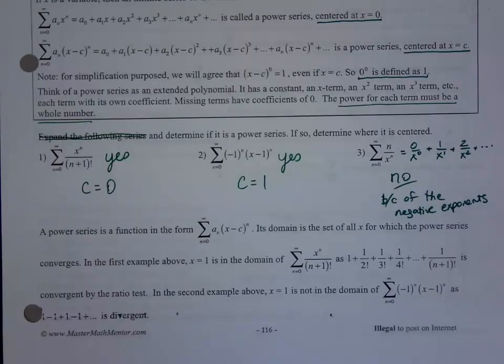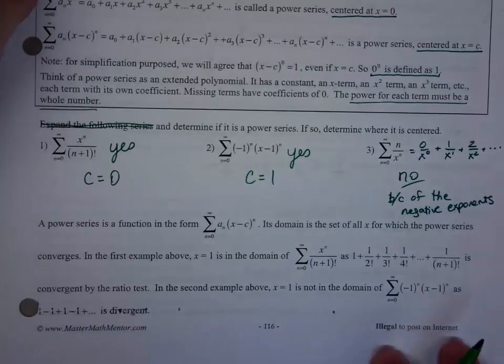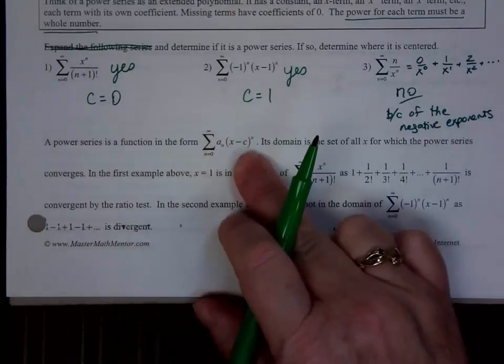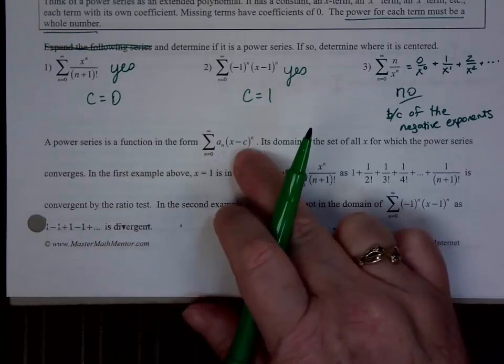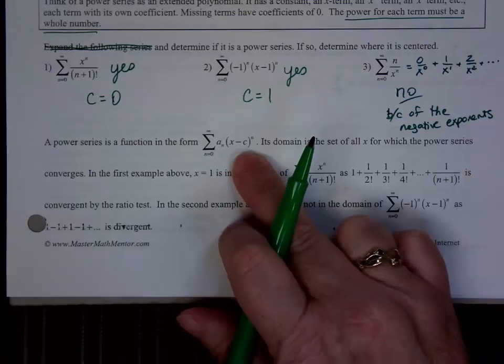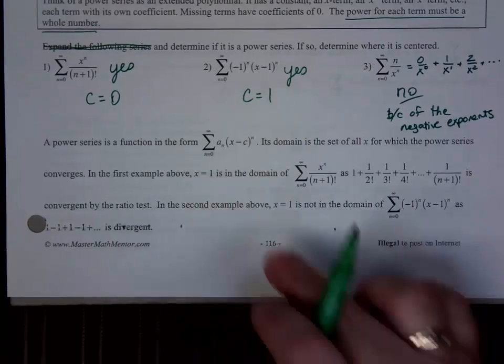So, not only do you have to be able to recognize a power series, you have to be able to find its domain. That is the big focus of today's lesson, is finding the domain of a power series. Now, what does it look like? All of them really look like this. If c is 0, do you see that that would just be a sub n x to the n power? Yeah. So, that fits the mold for everything.